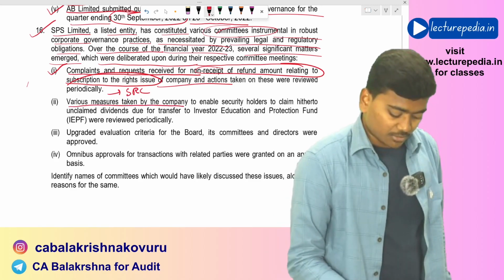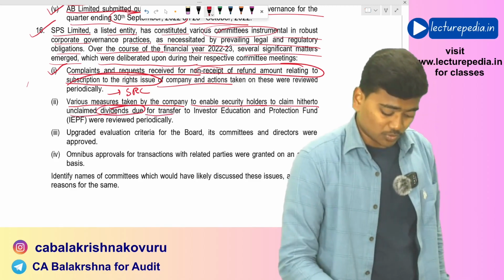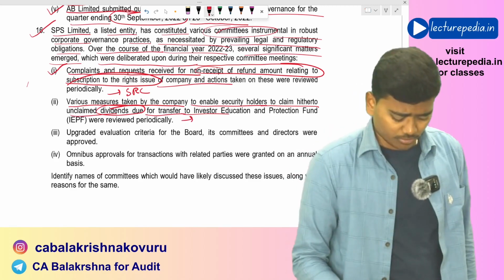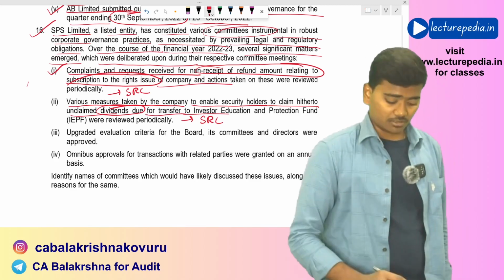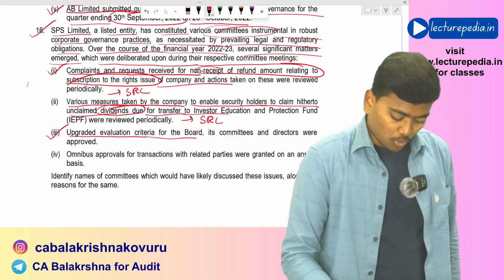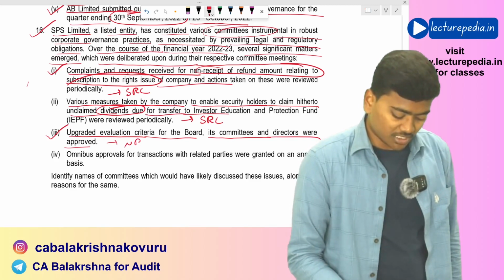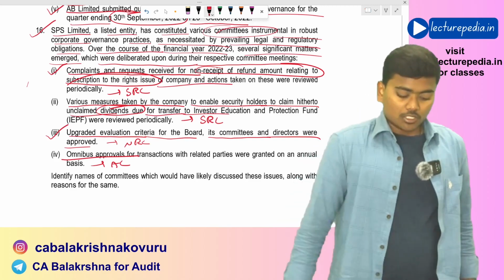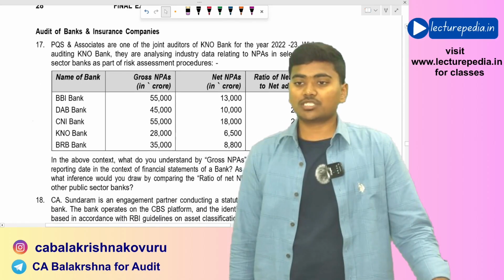Next, various measures taken by the company to enable security holders to claim hitherto unclaimed dividends due for transfer to investor education protection fund. Again, this issue will also be dealt by stakeholder relationship committee because it is with respect to the shareholders. Next, upgraded evaluation criteria for board, its committees and directors were approved. It will be approved by nomination and remuneration committee. Next, omnibus approval: audit committee. So these are the committees that will deal with respective issues. Next, question number 17.